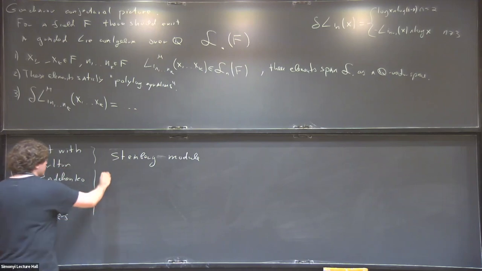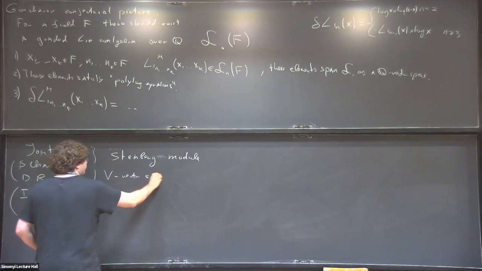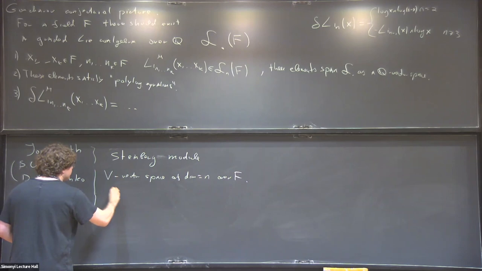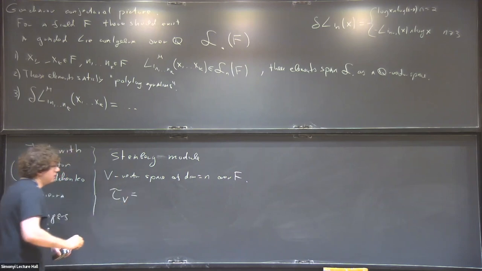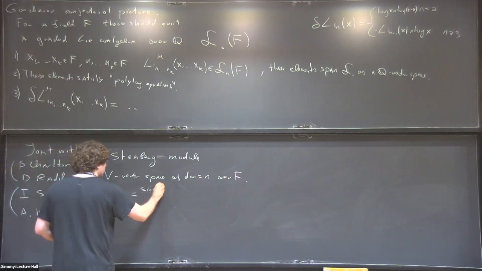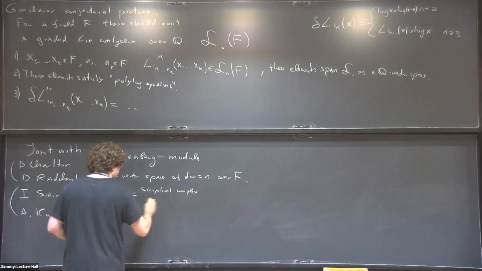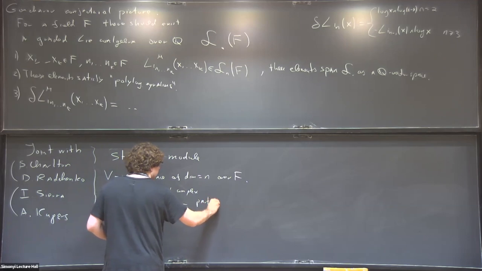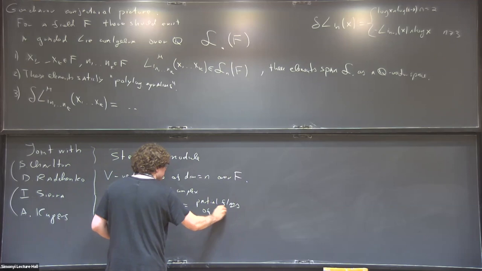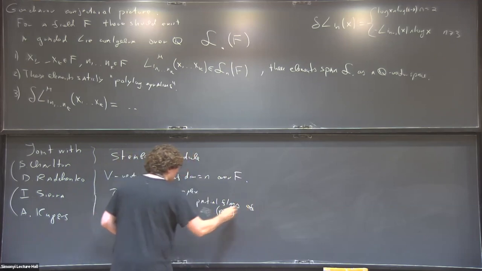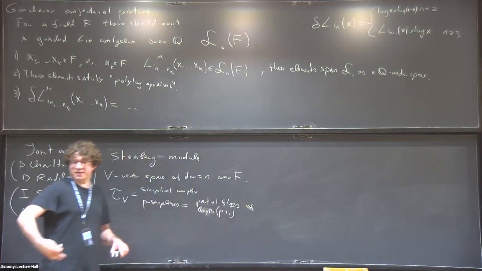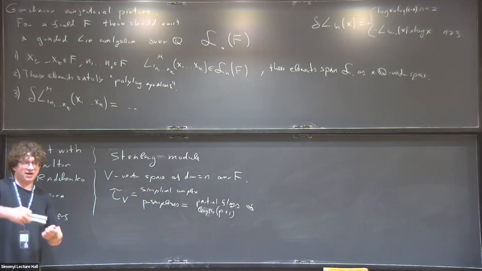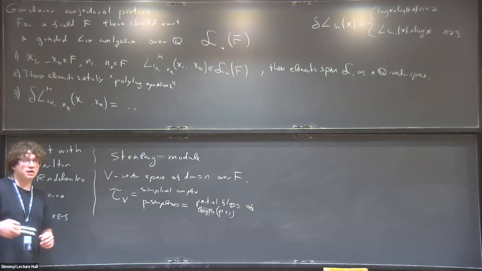So this is a completely elementary notion. I take a vector space V of dimension n over a field. And then I can define the Tits building of V. This is a simplicial complex where p-simplices are partial flags of length p plus 1 of proper non-zero subspaces. So your points are proper non-zero subspaces, edges are pairs of embedded proper non-zero subspaces, and so on.